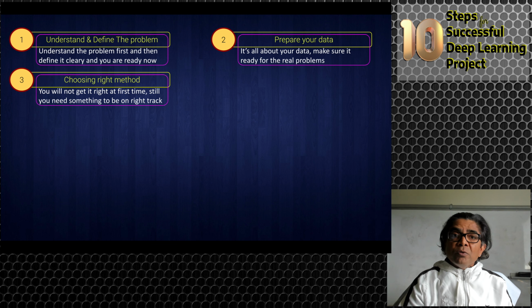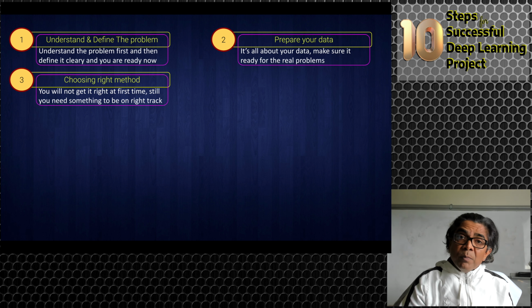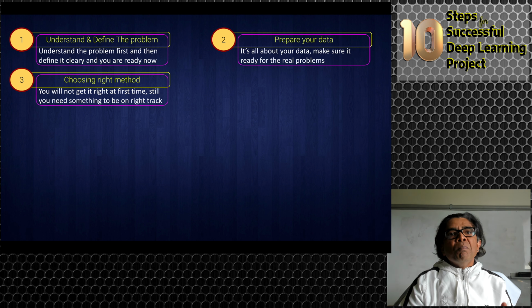Once you know that your data is ready, the third step is to choose the right approach. Your right approach is a method which depends on the type of problem you are solving, the type of solution you are going to achieve at the end, and the data you have prepared for your problem. It is very much certain that at first you may not have the right approach. However, you need something significant to start with.